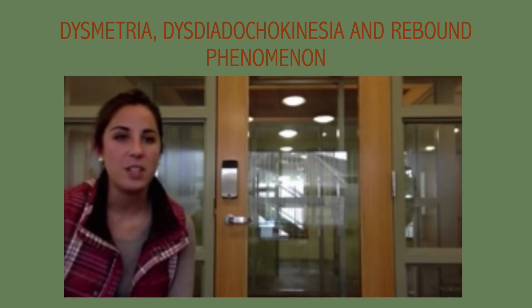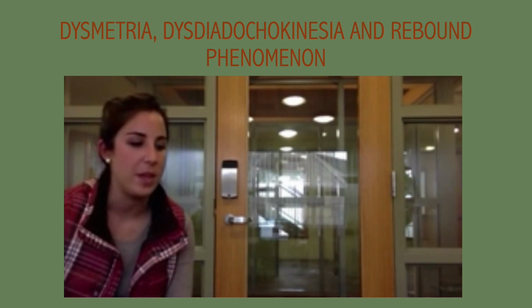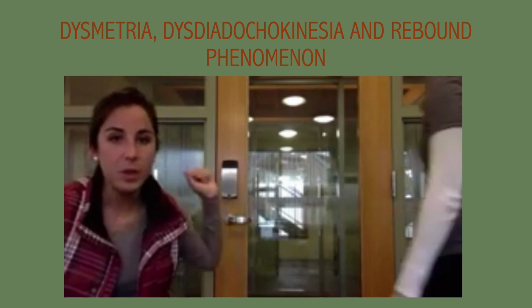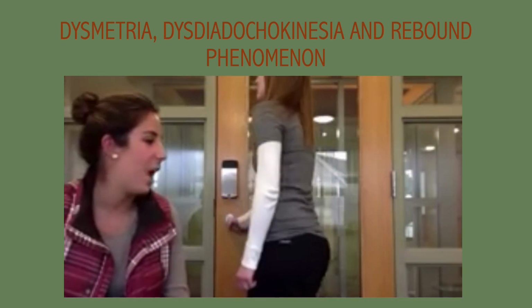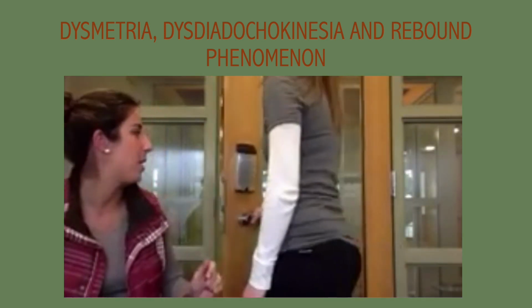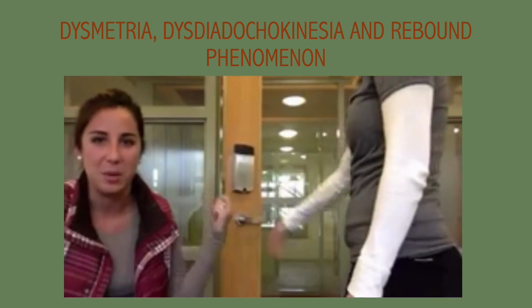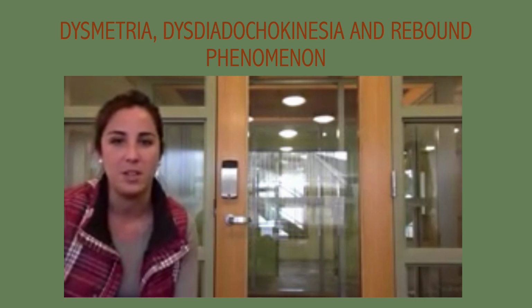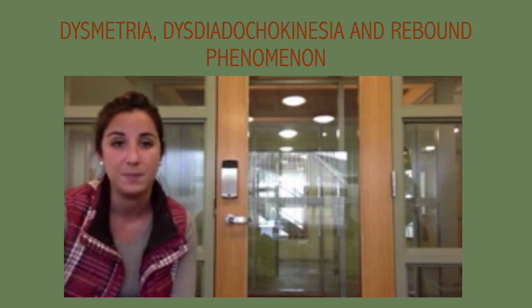So a functional activity for the rebound phenomenon would be opening the door. So if Sarah was experiencing difficulty in the rebound phenomenon, the door would slam her in the face. This is because of her muscles' inability to regulate the opposing action.